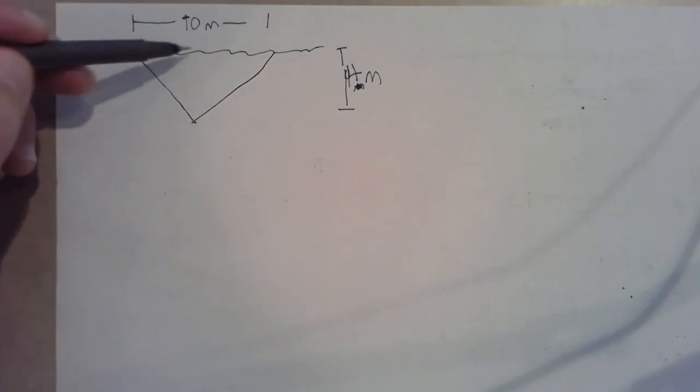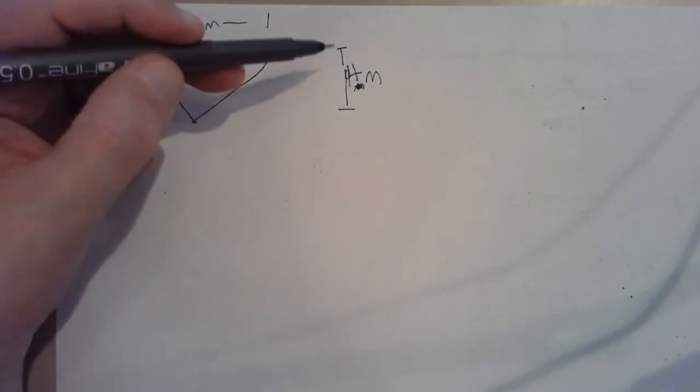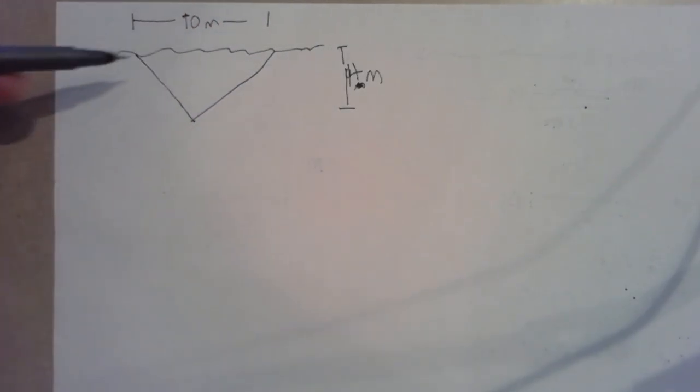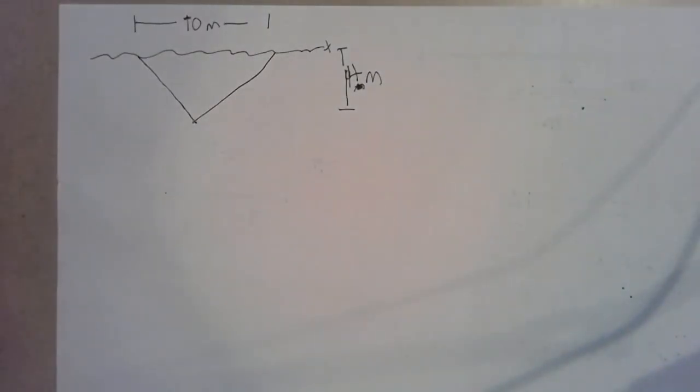Here's our water level. And it's triangular. It's 10 meters wide total for the triangle, which means, of course, it's symmetric. Each half will be 5. And it's 4 meters deep. Here's our water level. Always put our x-axis at the water level.